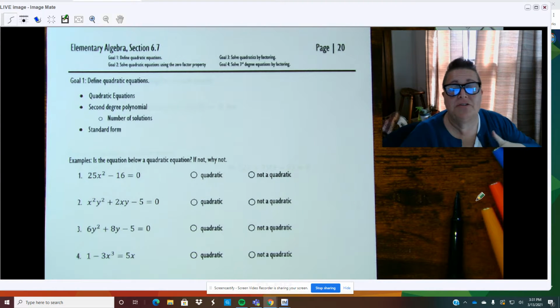I am your instructor, Amy Fuchsteiner, and today we are going to be working on solving quadratic equations. We are going to be using the zero product property, or the zero factor property, today.